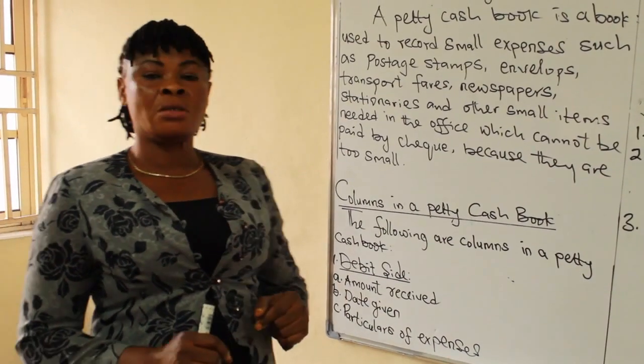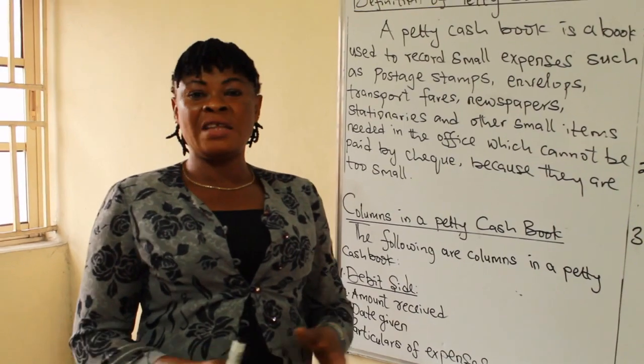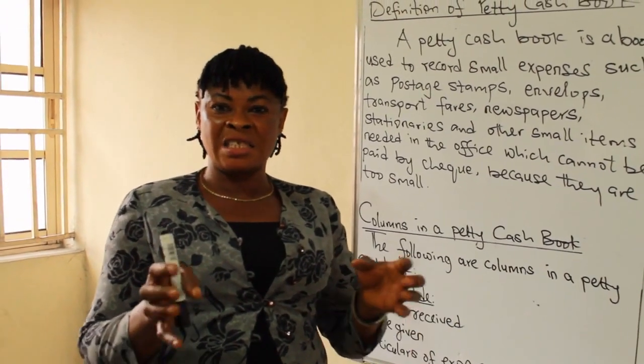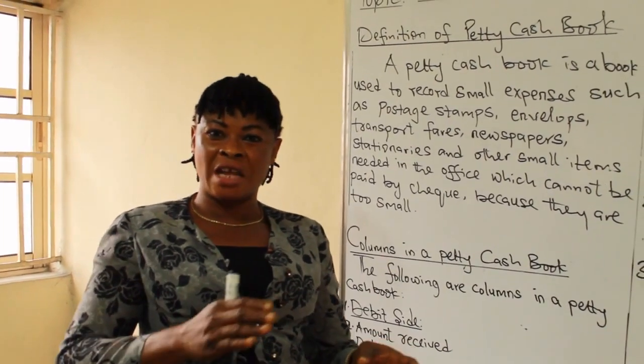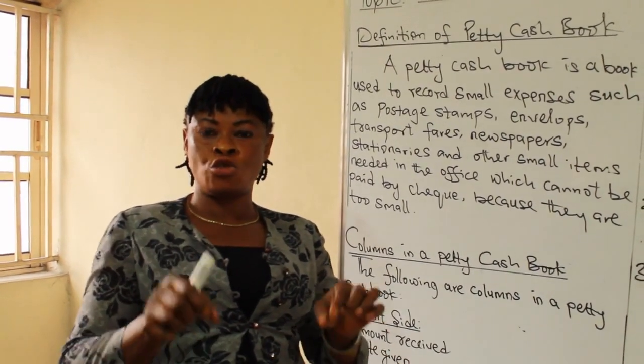The third one is the particulars of expenses. That is the column that explains the transaction or the particular expenses that took place.